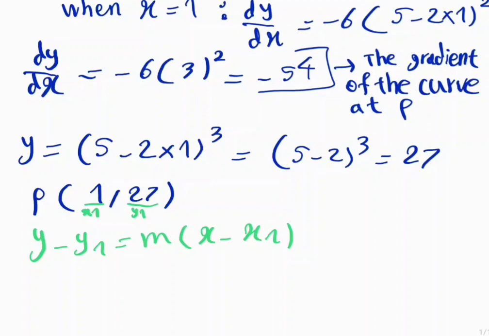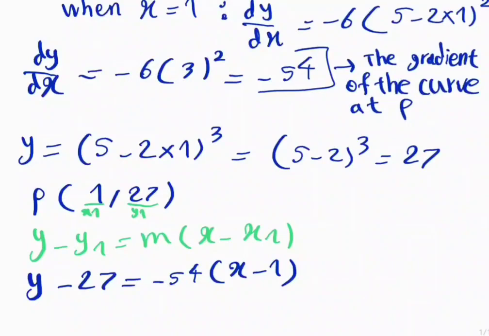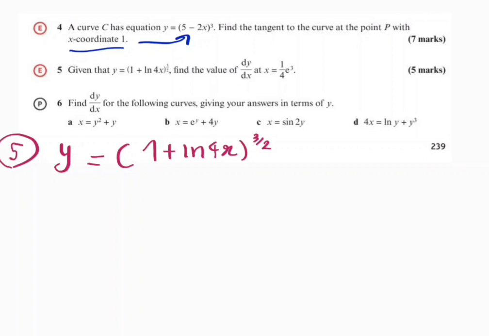So now let's substitute the values into this general form. So y minus 27 is equal to, so we got minus 54 as our gradient, and x minus 1. So this is the equation of the tangent, and the question hasn't asked us to simplify this, so feel free to continue and simplify this equation, because you can just expand this from here and then add 27 to both sides, so you will have the final form as y is equal to something. Right, now let's do question 5.